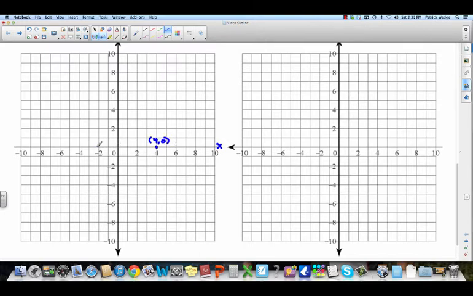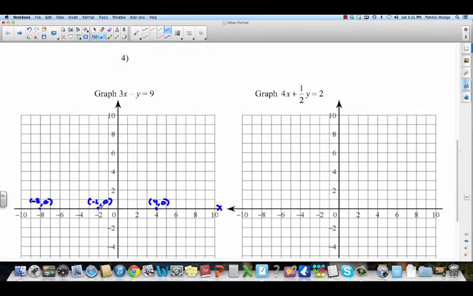How about this point? That's negative 2, 0. And one more, how about this one? That's negative 8, 0. What do all the points have in common on this line here? They all have the same second number, which is the y value. They all have the same y value, which is 0.